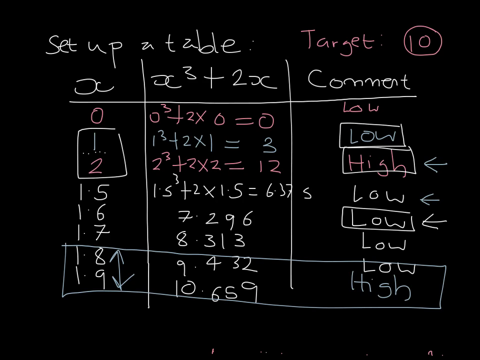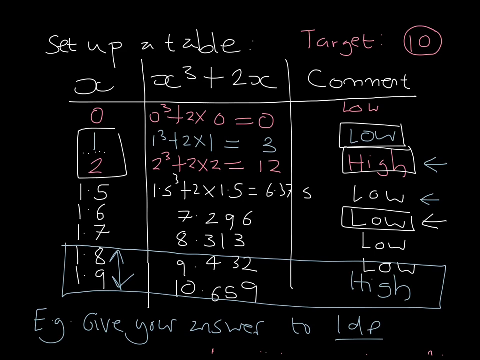So in a trial and improvement question, you will always be asked to give your answer to a particular degree of accuracy. So, for example, you might be asked to give your answer to 1 decimal place. Now, it's important to understand here that this does not mean give these values to 1 decimal place. It means find out the value of x to 1 decimal place, i.e. is x 1.8 to 1 decimal place, or is x 1.9 to 1 decimal place? How do we decide between them?